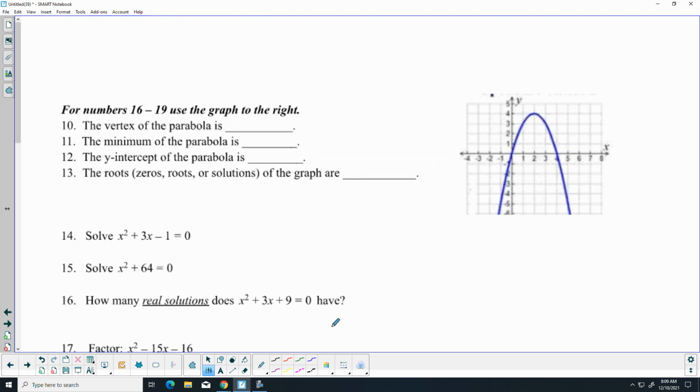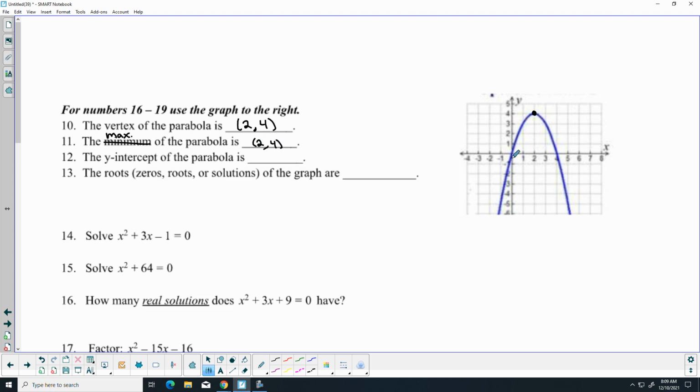All right, so here we need to look at the graph to the right. Right there is my vertex, which is at (2, 4). Oops, the minimum, we don't have a minimum. We have a maximum. The maximum of the parabola is at that vertex.